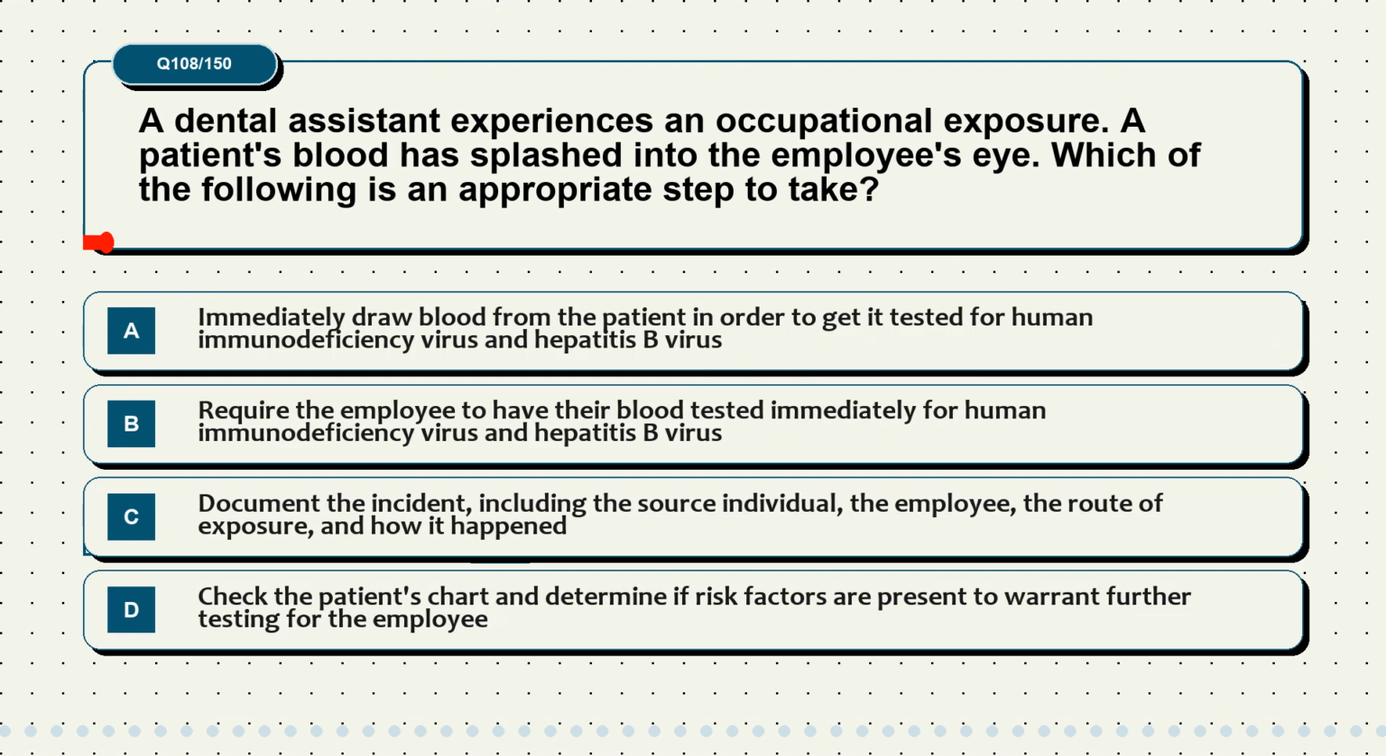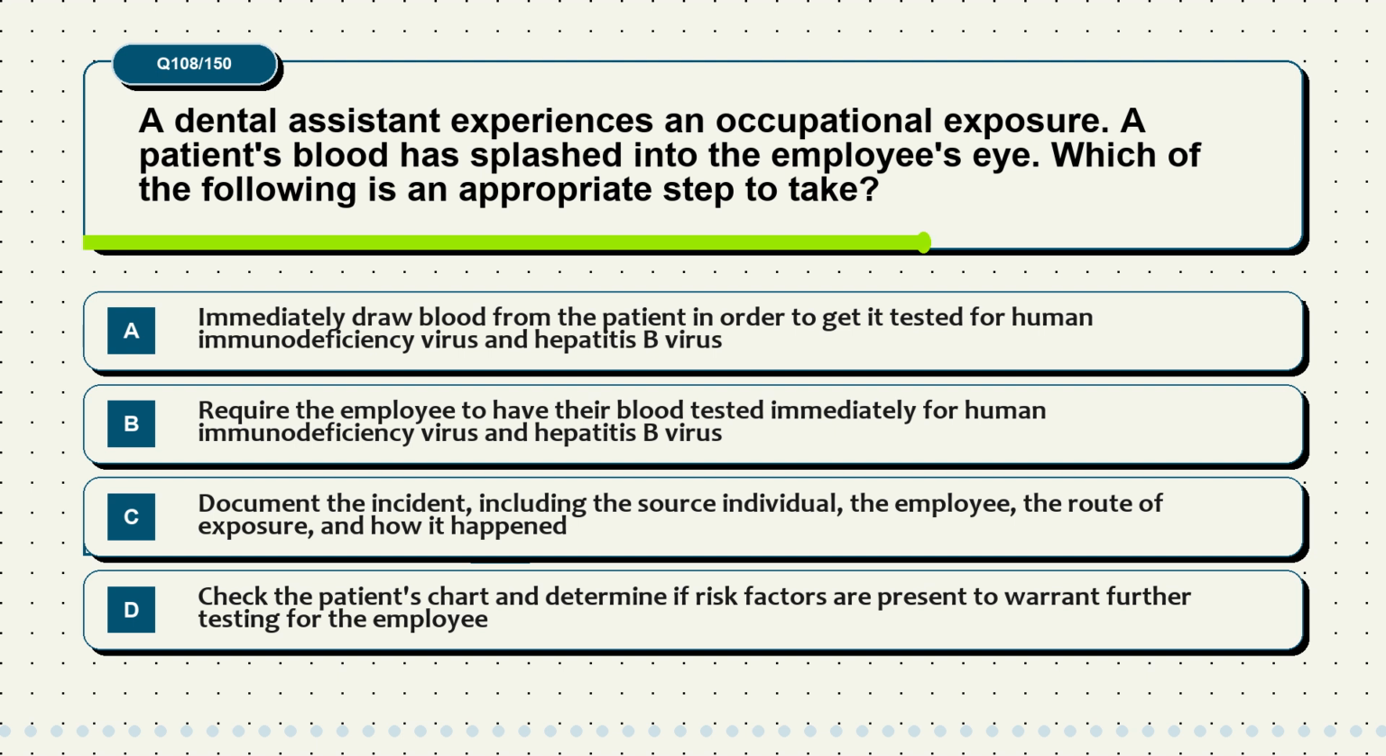Question 108. A dental assistant experiences an occupational exposure. A patient's blood has splashed into the employee's eye. Which of the following is an appropriate step to take? Here are the options. Option A. Immediately draw blood from the patient in order to get it tested for human immunodeficiency virus and hepatitis B virus. Option B. Require the employee to have their blood tested immediately for human immunodeficiency virus and hepatitis B virus.